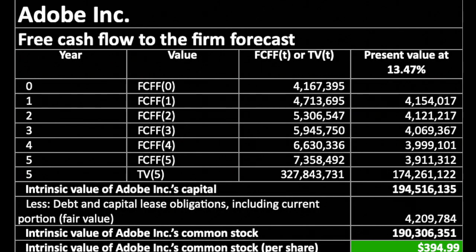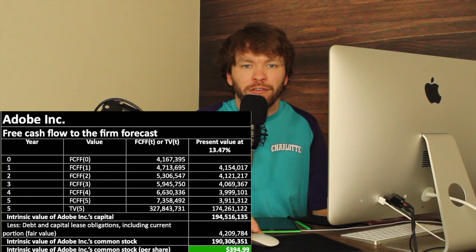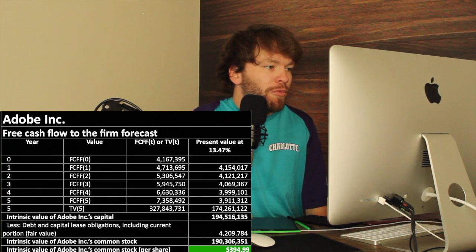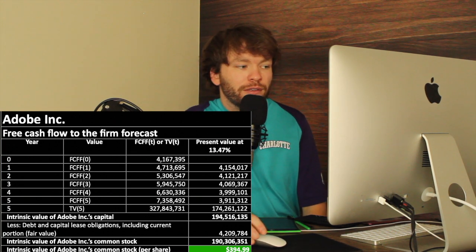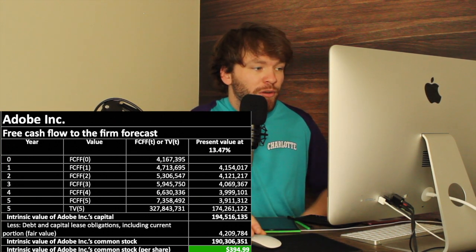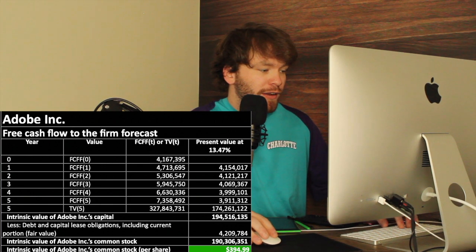And so after taking a look at those numbers, again, I feel comfortable buying it as long as the price is right, because there's no direct competition. It's really hard to make an apples to apples comparison with them. So what I did is I used the free cash flow to the firm to calculate the intrinsic value that I felt comfortable with for this stock. And using a weighted average cost of capital of 13.47%, you can see that I was able to calculate a share price of $394.99.